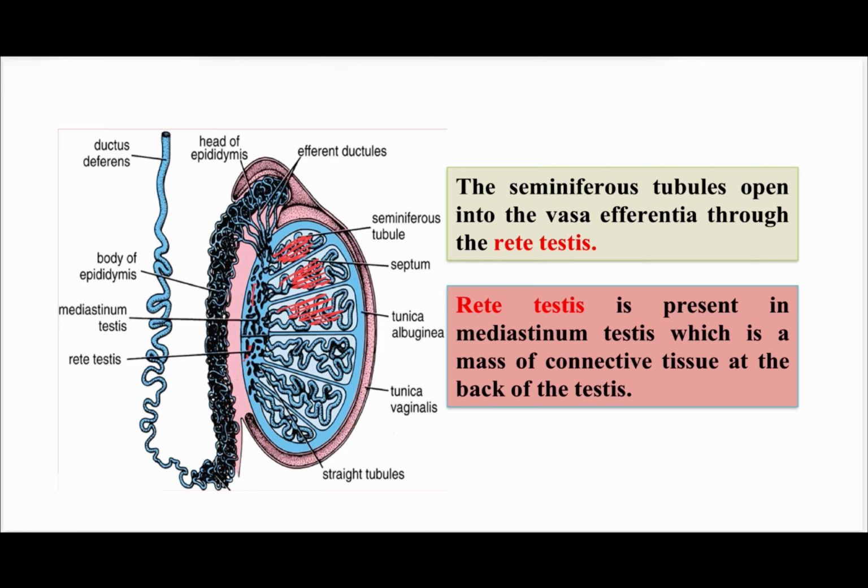Now, in your mind, what is the Rete Testis? If you see, it is present in the mediastinum testis, which is actually the mass of connective tissue at the back of the testis. See, this is the mediastinum testis, and in the mediastinum testis there is the Rete Testis, and through this Rete Testis, the seminiferous tubule connects with the Vasa Efferentia.